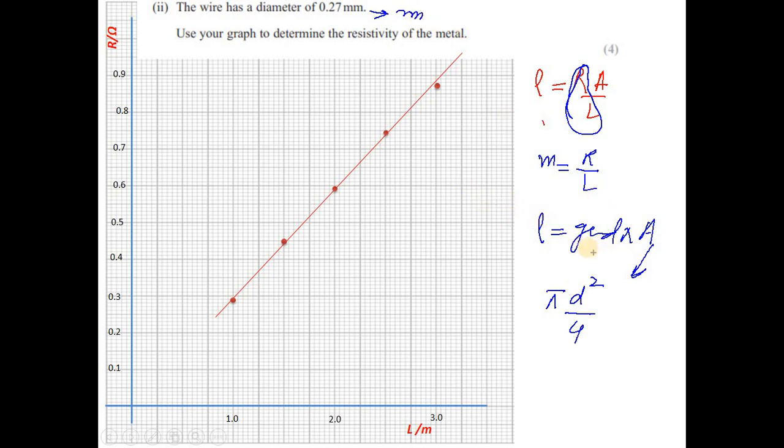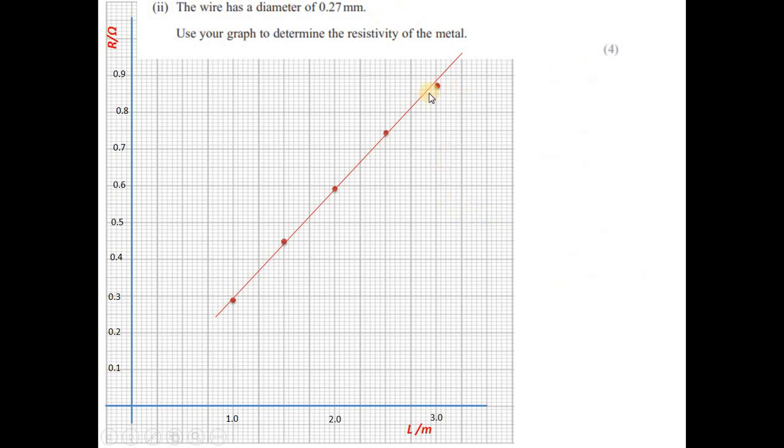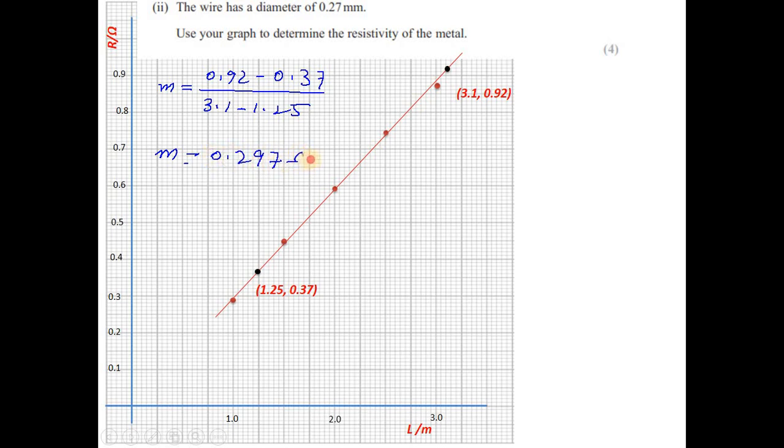So first let's find the gradient. For gradient you will have to choose 2 points on the line other than those plotted ones. So we choose 2 points like these 2 black dots. The coordinates of these points are 3.1 and 0.92, and 1.25 and 0.37. The gradient M would be equal to 0.92 minus 0.37, y2 minus y1, divided by x2 minus x1, 3.1 minus 1.25. If you solve this, your gradient M is equal to 0.297 ohm meter inverse, because this is R upon L. Or you can round this off to M is equal to 0.30. That's the gradient.